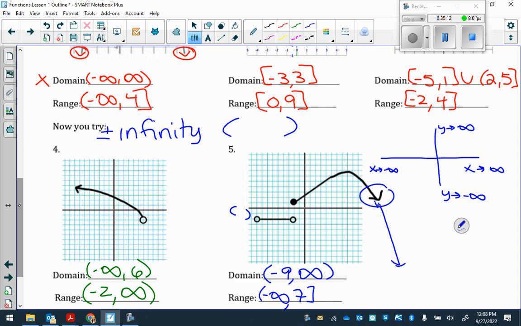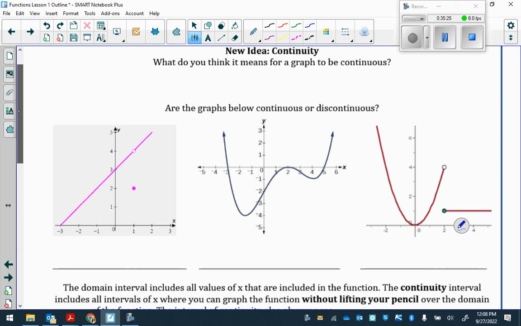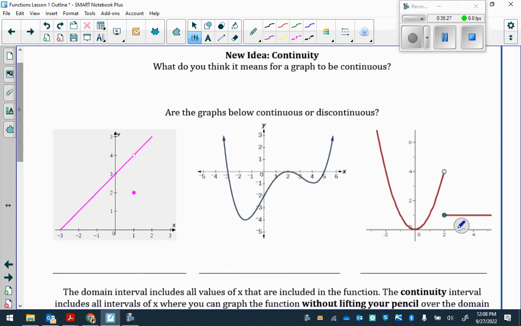Remember, it keeps going down. That's what the arrow means. Yep. For domain, I know it's left to right, but for range, is it bottom to top? Bottom to top. Bottom to top. Yep. Okay.